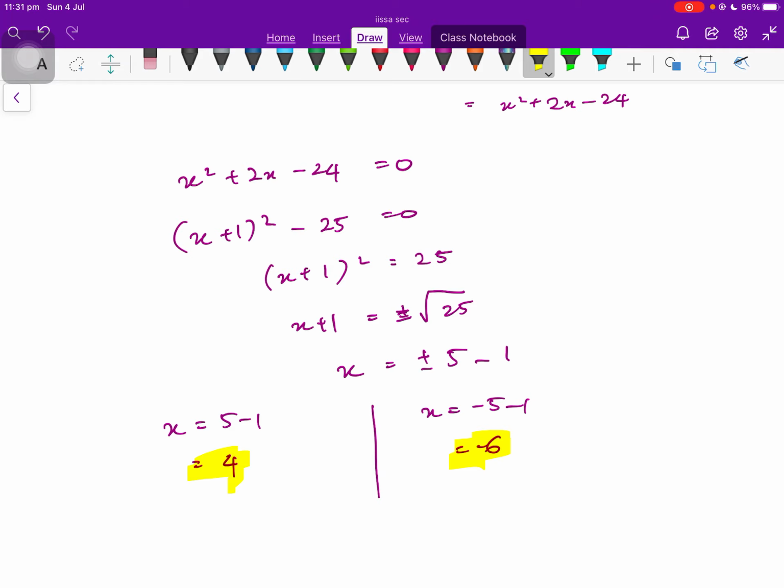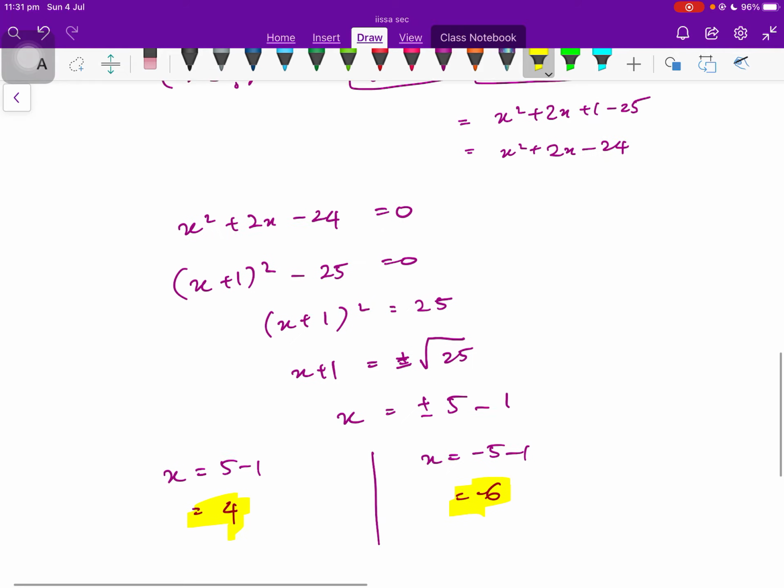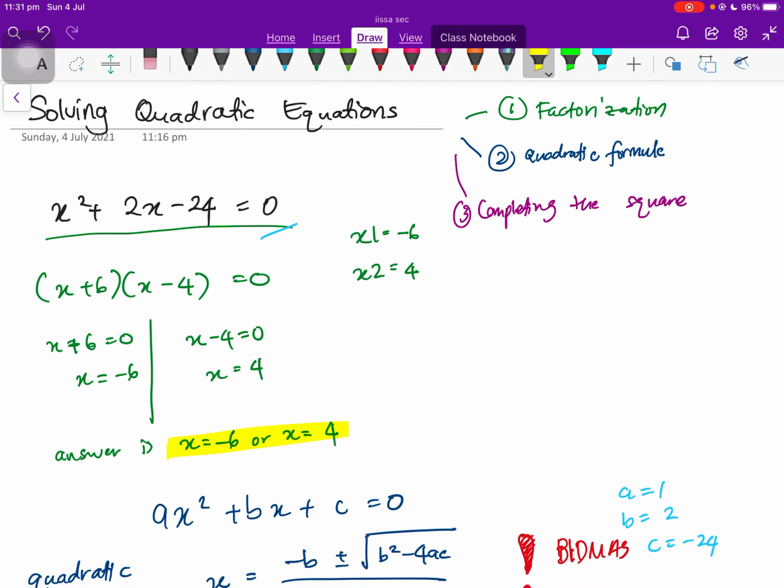My question to you: which is the easiest method for this particular equation, x squared plus 2x minus 24? I know your answer is going to be factorization, correct? But sometimes factorization does not work. You can't actually factorize the quadratic equation. If you can't factorize it, we need to use these two methods. I'll give you an example of a quadratic equation that cannot be factorized.